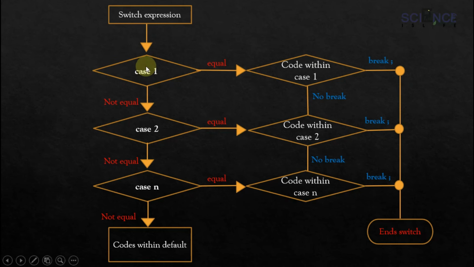If the compiler couldn't find any case similar to this expression, then we need to have a default. If we mention a default, and there are no cases similar to this expression, then it will execute the code within default. So that is why default is also important. So let's see a few examples.